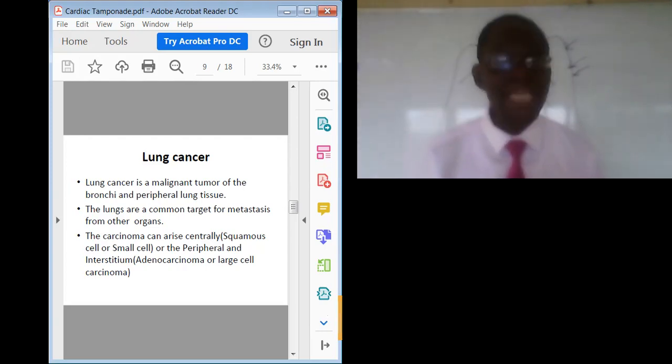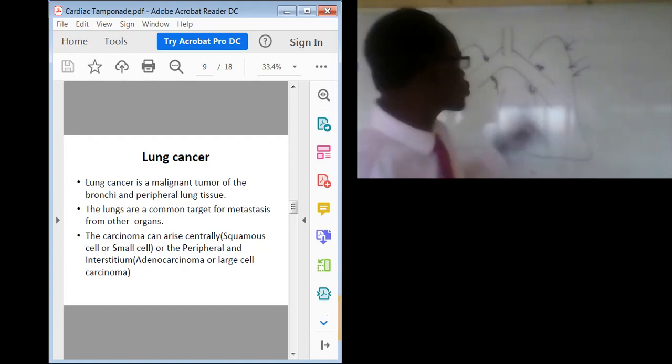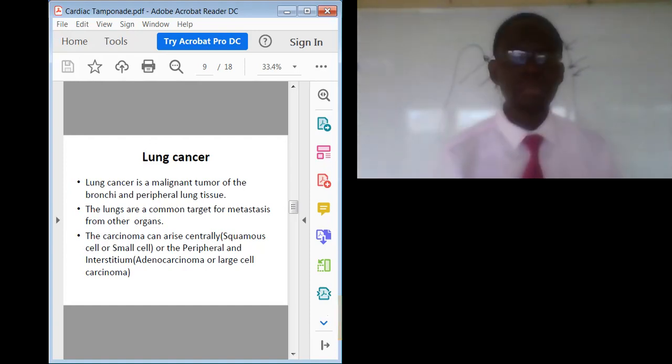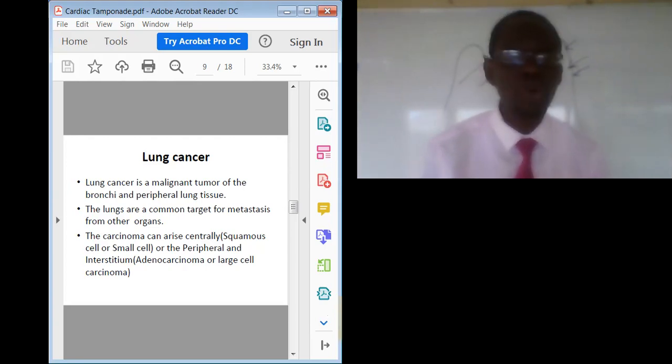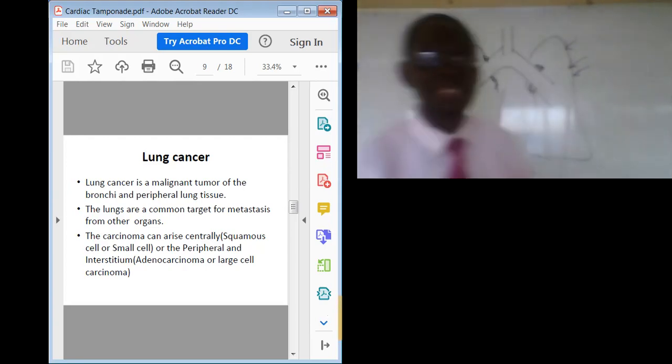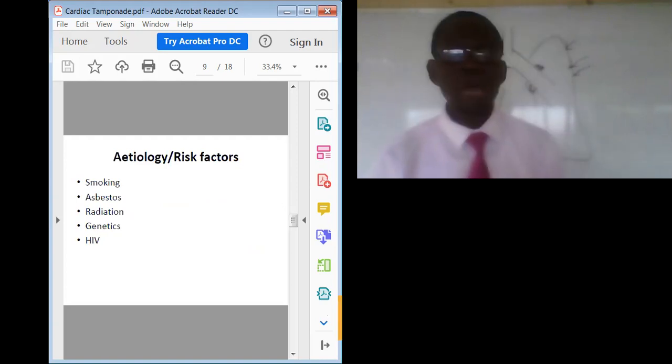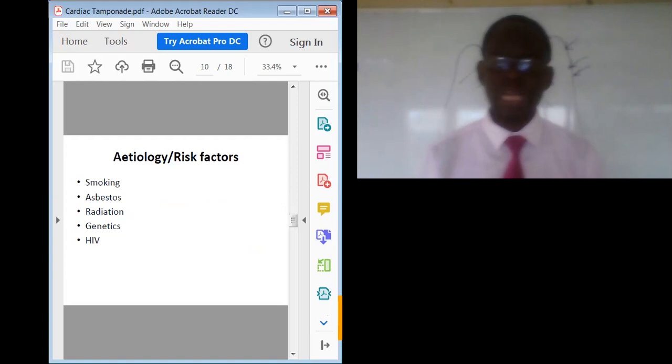So it can arise centrally, and that is what we call squamous cell or small cell. Or it can be peripheral, and that is what we call adenocarcinoma or large cell carcinoma. Now, what are the risk factors? Things like smoking, asbestos, radiation, genetics, and HIV infection.